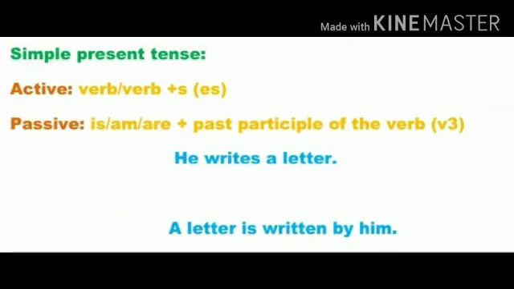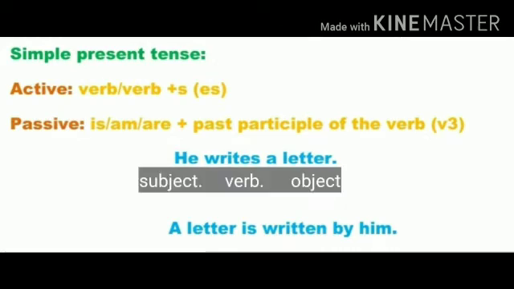Now let's learn how to change sentences from active to passive voice in different tenses. First, we see the example of simple present tense. The active sentence is, he writes a letter. Here we first need to identify the subject, verb, and the object. In this sentence, the subject is he, the verb is writes, and a letter is the object. According to the rule, the places of subject and object will be interchanged in the passive sentence.